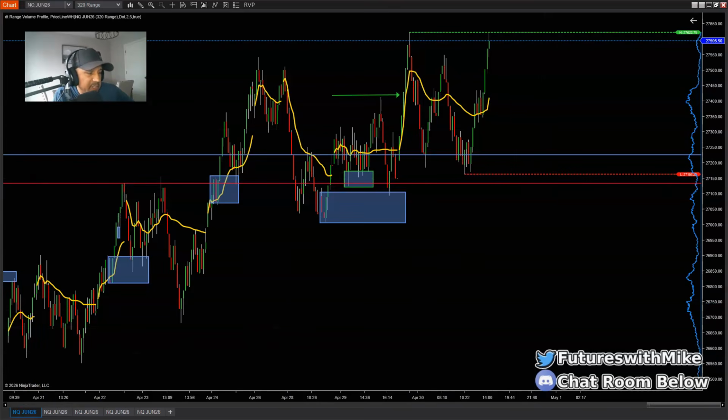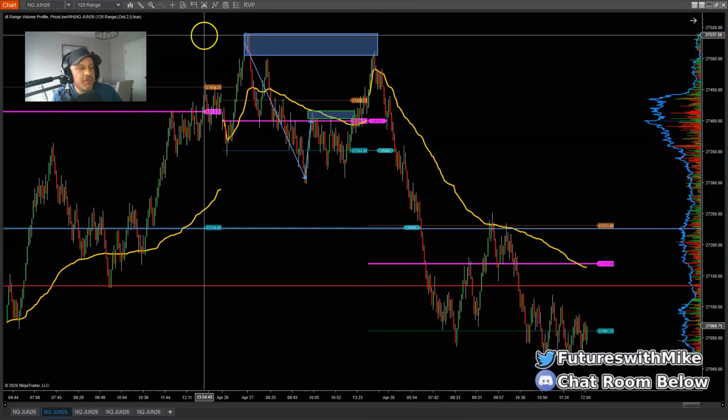All right, so let's move forward. I'll show you another example right quick. This is set up off the 120 range chart, just moving down a little bit.